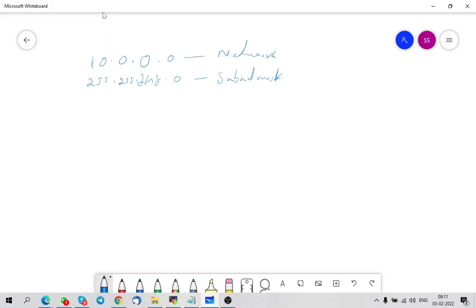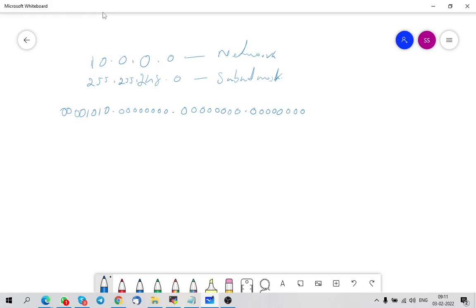First, we will convert this 10 into binary. So this is the binary, and then we have to prefix the remaining zeros to pad it to 8 bits. This is the first part. Now the second part, all zeros. Then the third part, all zeros. Then the fourth part. This is the network.